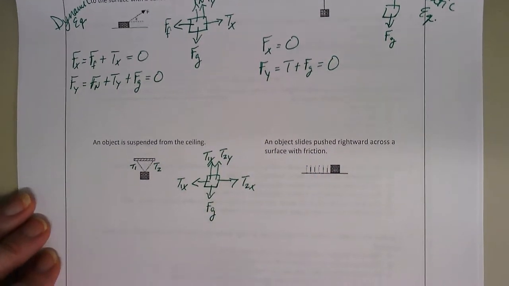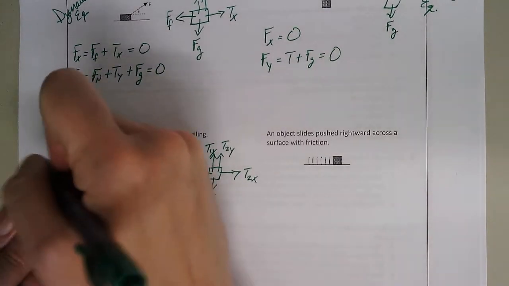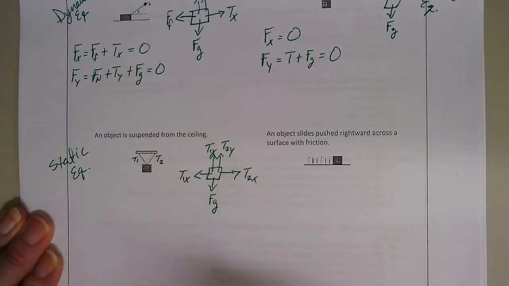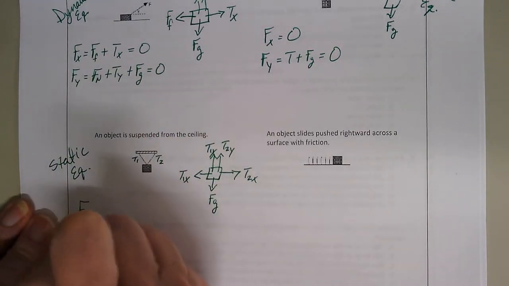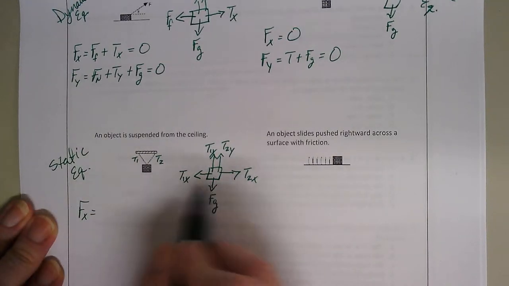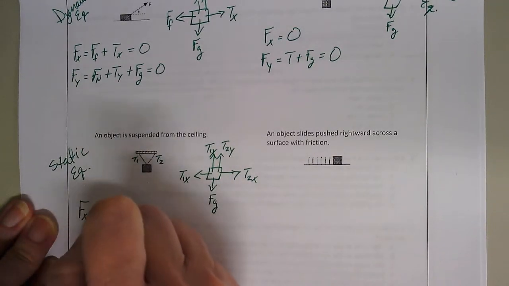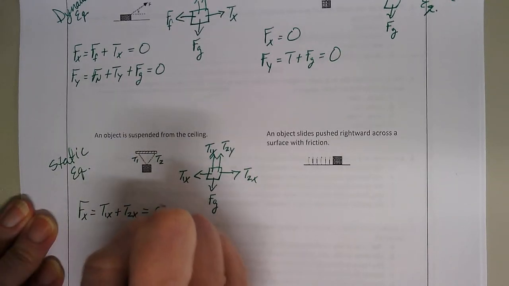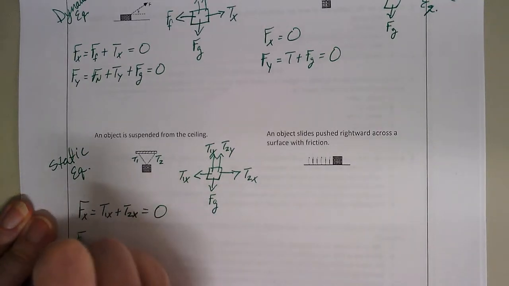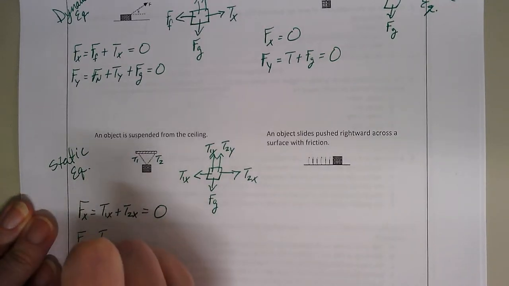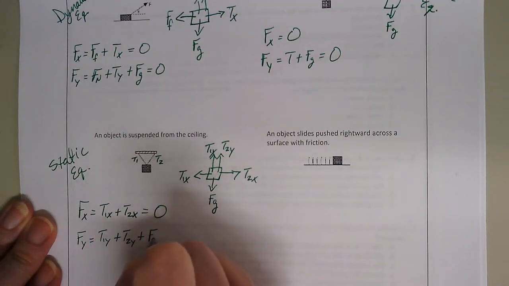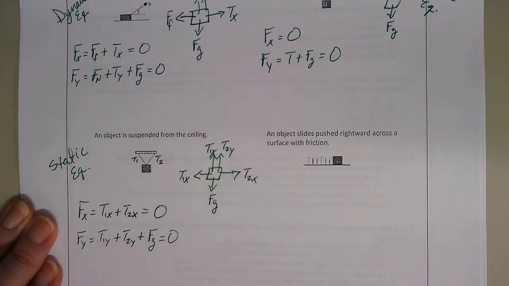Okay, so it looks complicated, but it's really not because it's in static equilibrium. It's suspended, it's not moving. So your F net in the X is just equal to the sum of everything in the X. So T1X plus T2X, and it's in static equilibrium, so it's not moving, so that equals zero. Your F net in the Y, you have T1Y, T2Y, and gravity. And it's not moving up and down, not moving side to side, so that's also equal to zero.